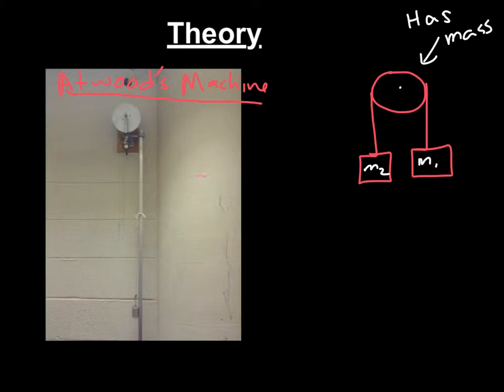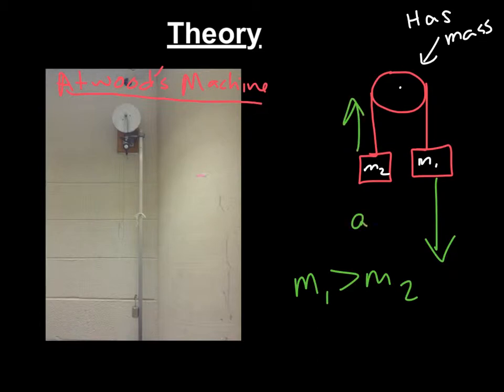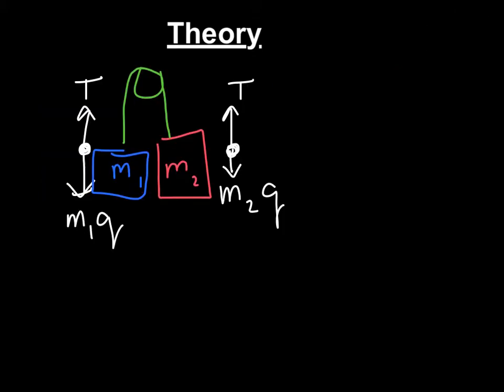So this is Atwood's machine. It may look like a pulley, but looks can be deceiving. It has two masses hanging on it. This is what makes a difference. You have one mass here, one mass here. If mass 1 is greater than mass 2, this mass is going to drop and this mass is going to go up. It's going to cause them to accelerate, and they're going to accelerate at the same rate. Here I just put in the negative sign because one's going down, one's going up, but you can draw your diagram however you want.